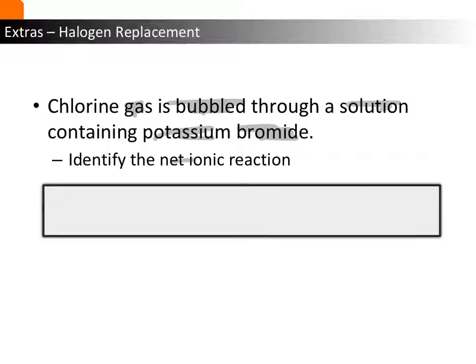Now, we need to identify the net ionic, but before we can do that, we need to identify the full ionic and figure out what is being spectator and what's actually being reacted. So chlorine gas, I start with the Cl2, and you can include the state of matter, but you don't have to, is being bubbled through a solution of potassium bromide. K is a +1, bromide's a -1, so KBr, and it's a solution, so it's aqueous. Now, chlorine is above bromine on the activity series of halogens, and so it will replace.